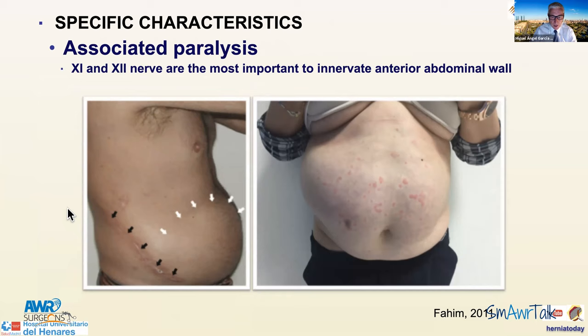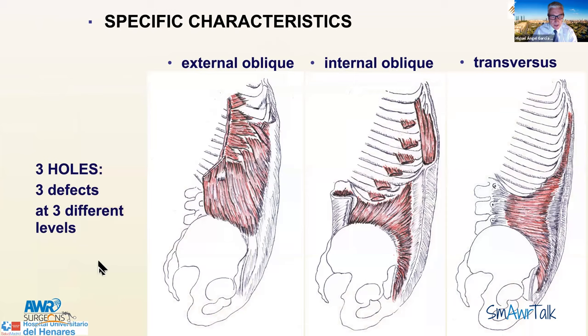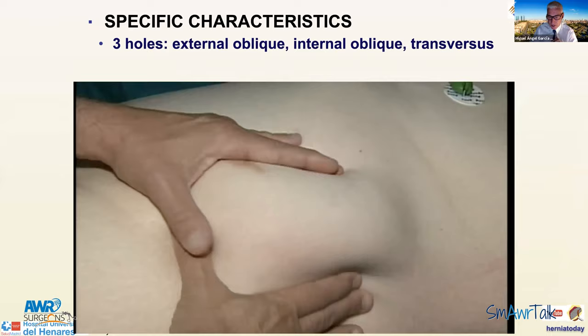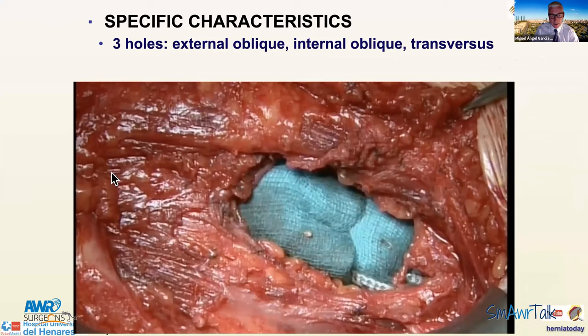So I have also insisted about the different holes that we may have in lateral incisional hernias, because we have three different muscles. So we may have three completely different defects in the external oblique, internal oblique, or transversus abdominis muscle. Most of the time, the internal oblique and transversus abdominis defects are parallel, or can be perfectly overlapped, but the external oblique muscle doesn't. I'm going to show you this very small clip of video to show you that this is a very big defect on the external oblique muscle over here.